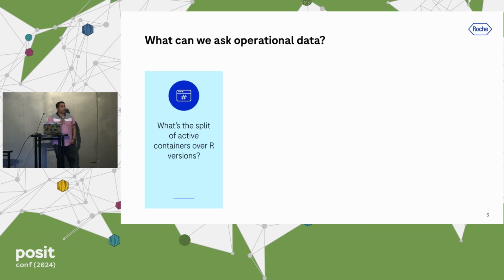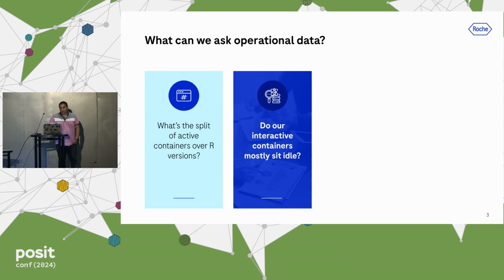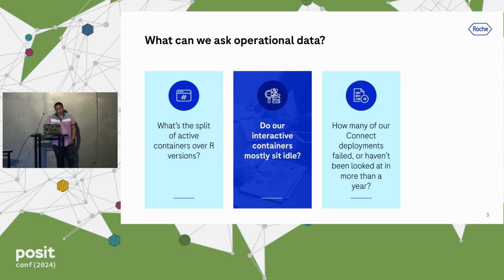So there's so much you can do with the operational data that a compute platform generates, but I'm going to focus on 4 questions. One of them was, what versions of R are people actually using at any one point in time? We had this question around what's the optimal way to handle interactive containers, because they spend a lot of time just sitting there. So what should we do in terms of provisioning those interactive environments for people?